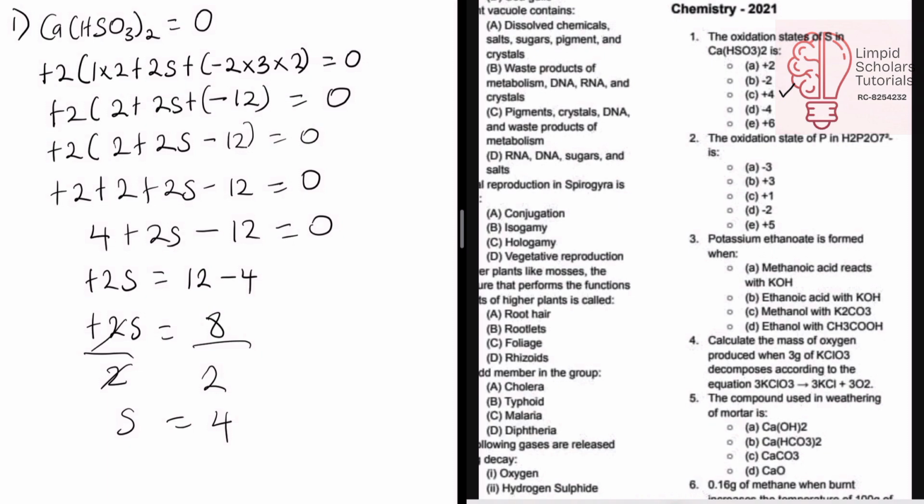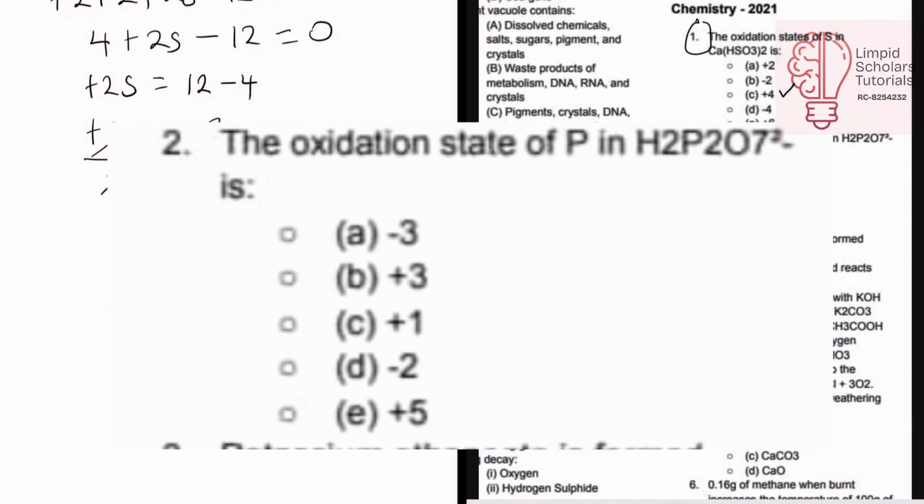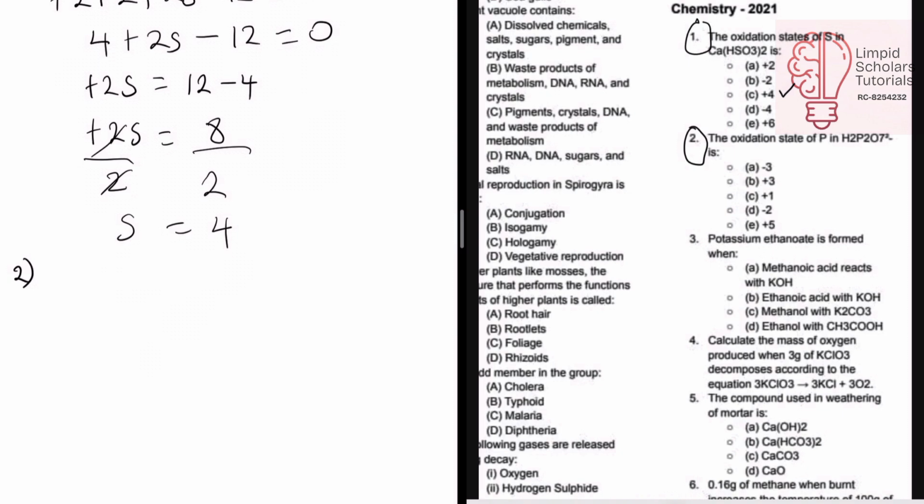We're going over to number 2. The oxidation state of P in H2P2O7 raised to power 2 minus is... Remember, since it has a charge of 2 minus, it will not be equal to 0 now, but it will be equal to -2. So we have H2P2O7 equals -2. Remember, we're looking for the oxidation state of P here.